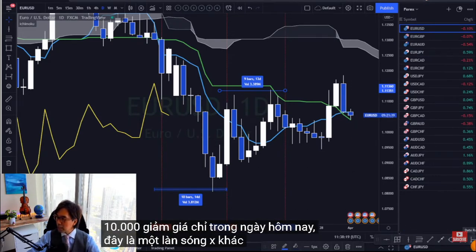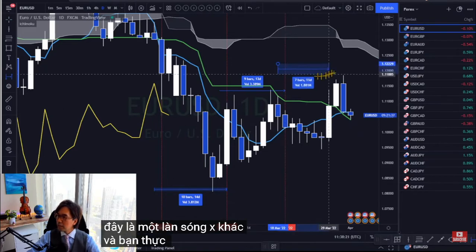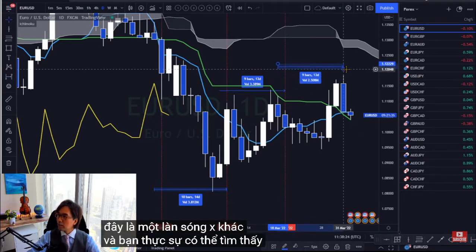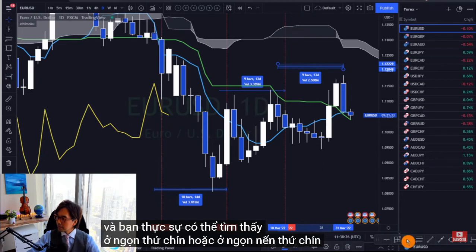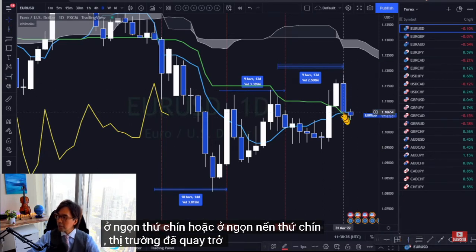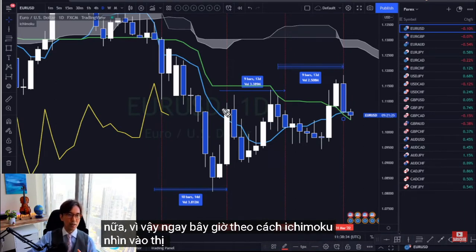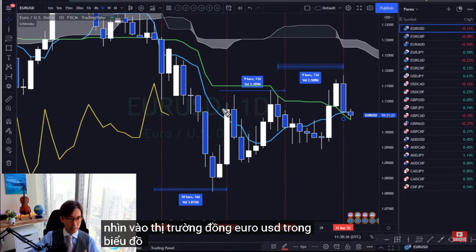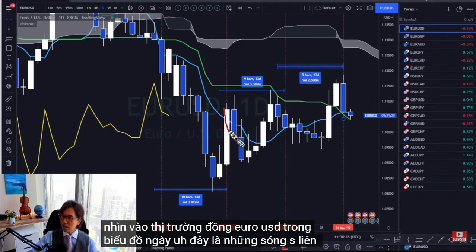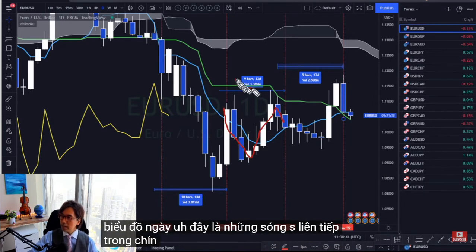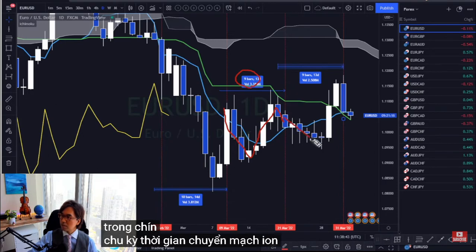So this is another S wave, and you can find that in the 9th candle, the market came back to Tenkan-sen again. So right now, in terms of the Ichimoku way to look at the market in EUR/USD in the daily chart, these are consecutive S waves in 9 Kihon Suchi time cycles.